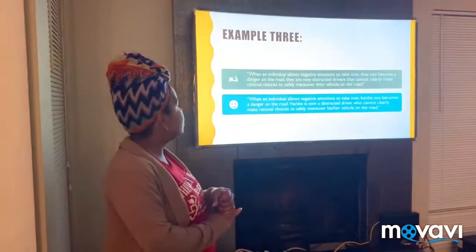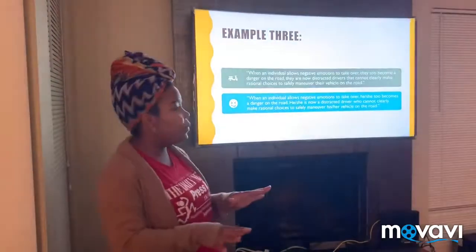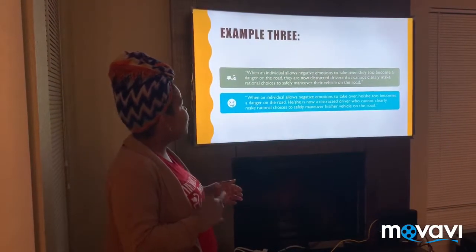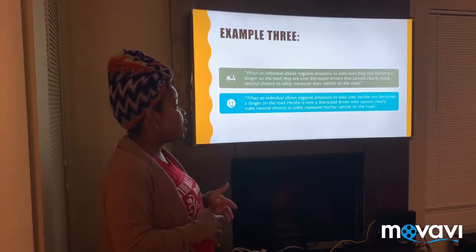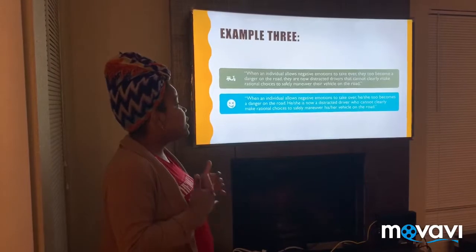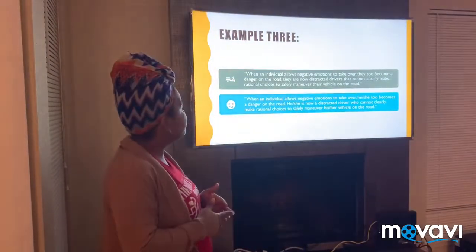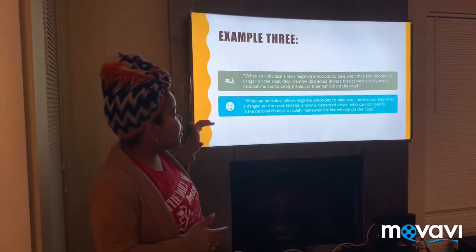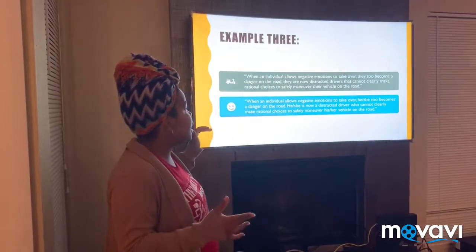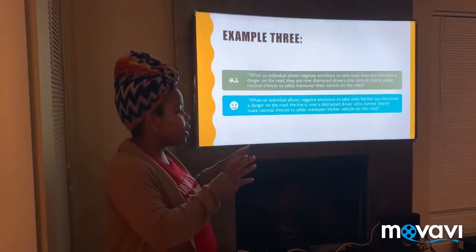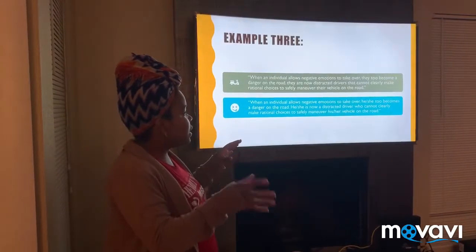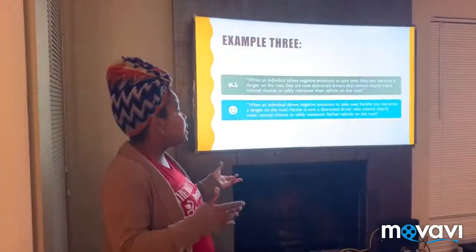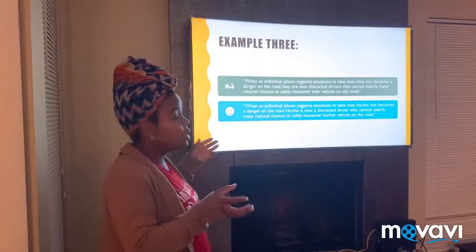Example 3, this is kind of a long one: when an individual allows negative emotions to take over, they too become a danger on the road. They are now distracted drivers that cannot clearly make rational choices to safely maneuver their vehicle on the road. So that's actually wrong, and I'll point out what's wrong about it. I did put a lot of "they," just meaning someone or a group of people, which really I should have put he or she to make it clear about who I was actually referring to.